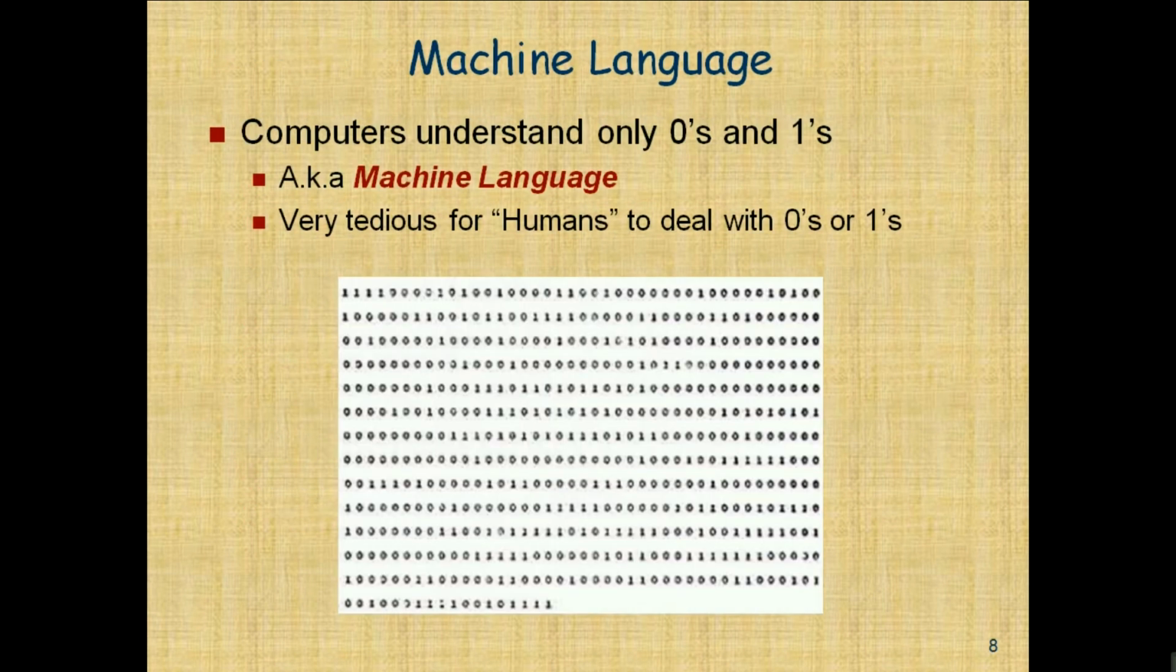Next one is machine language. Computers understand only zeros and ones. As I told in previous slides, computers can understand only zeros and ones. That is, computer means which is only a CPU. What do you mean by CPU?